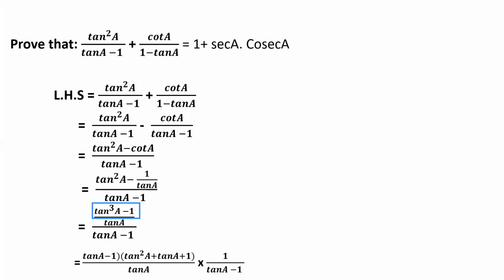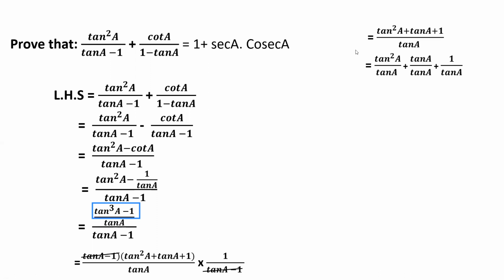Now if you look at here, we can simply cancel tan A minus 1 and tan A minus 1. When we do that, remember we'll be getting simply tan square A plus tan A plus 1 upon tan A. Now look at here. We can do like this. We just separate the denominator.